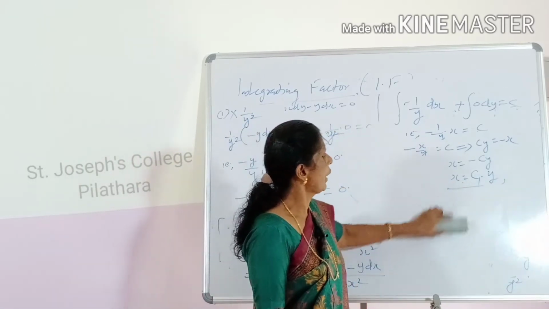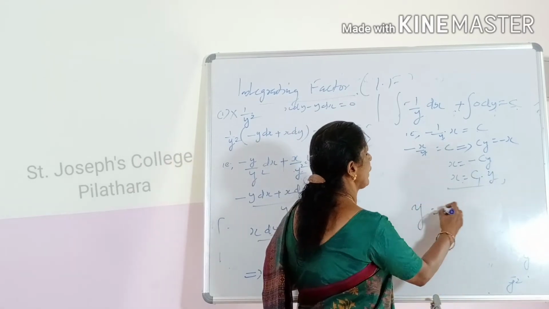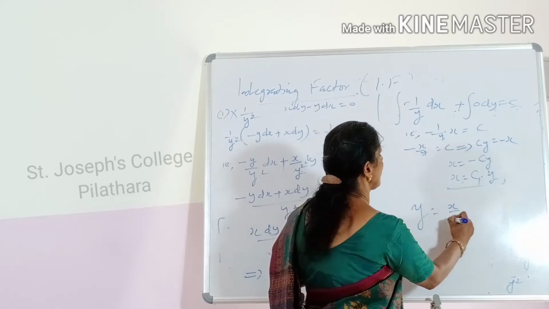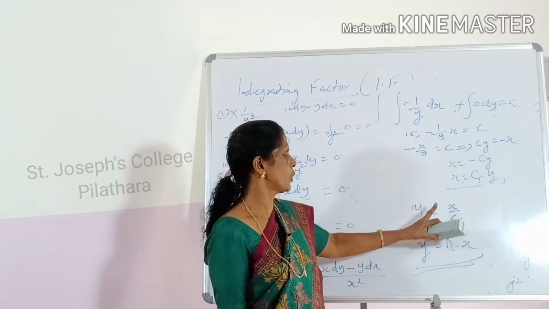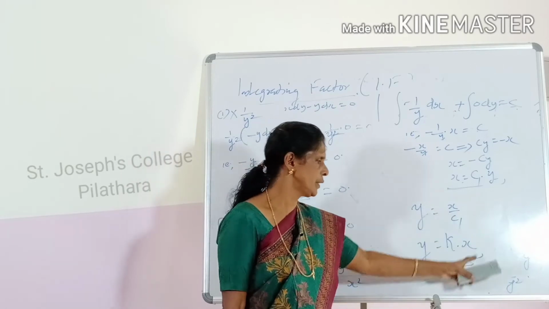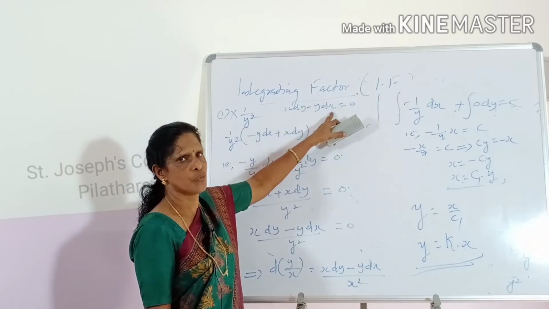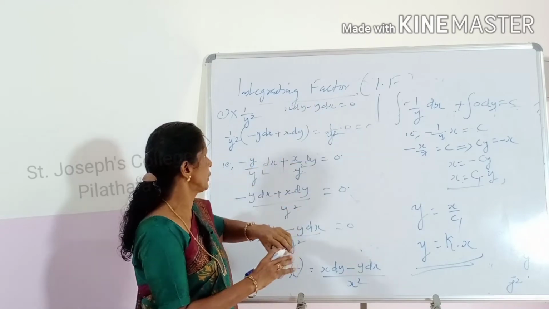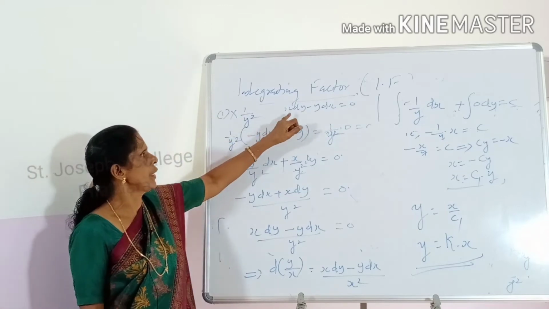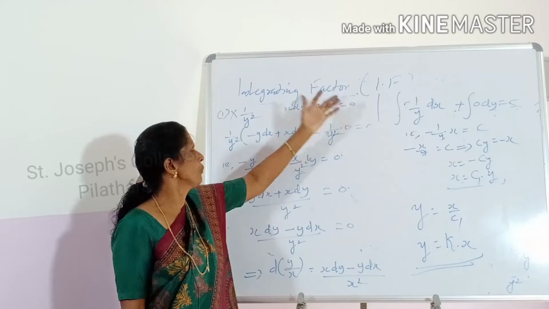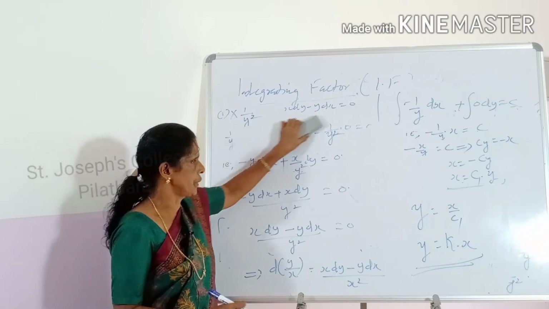So x is equal to c1 into y. Normally we write the form y equal to some function of x. Therefore, y equal to x by c1, or y equal to k into x, where k equal to 1 by c1. This is the solution of the equation x dy minus y dx equal to 0. Thus we get two integrating factors for the equation x dy minus y dx equal to 0. One is 1 by x square, the other one is 1 by y square.